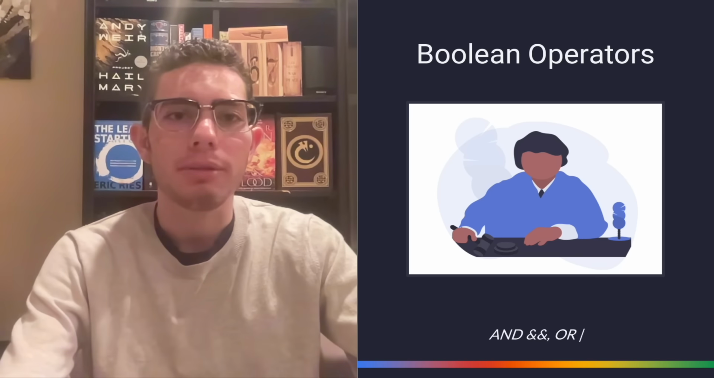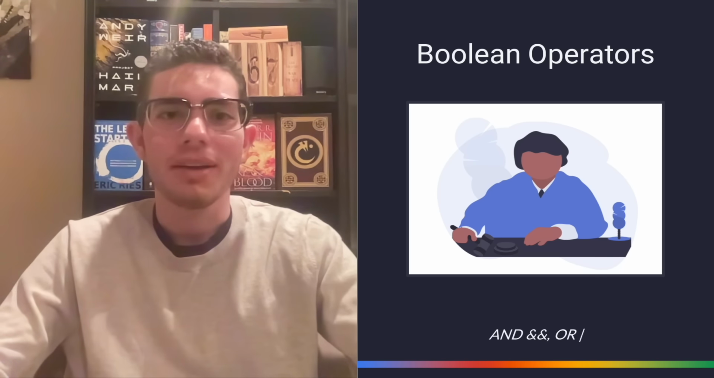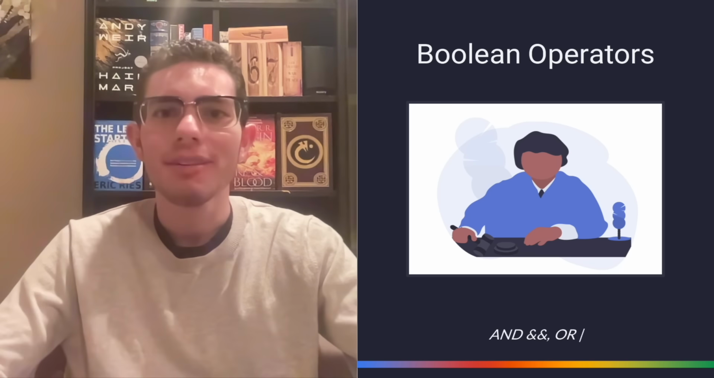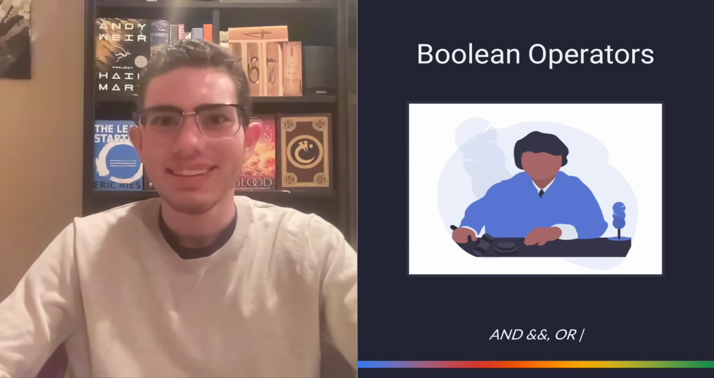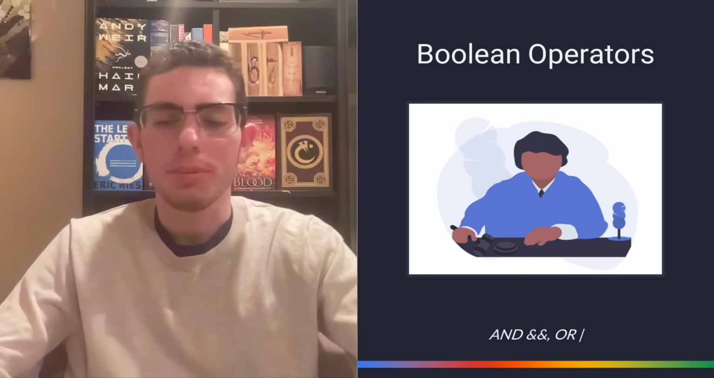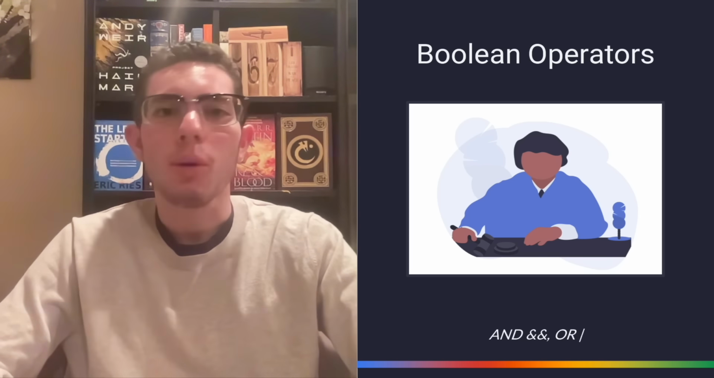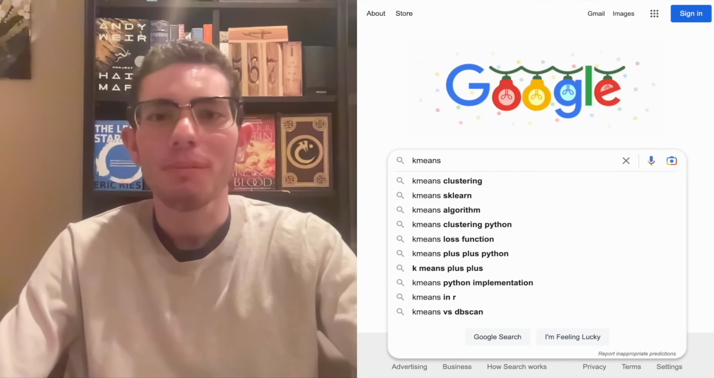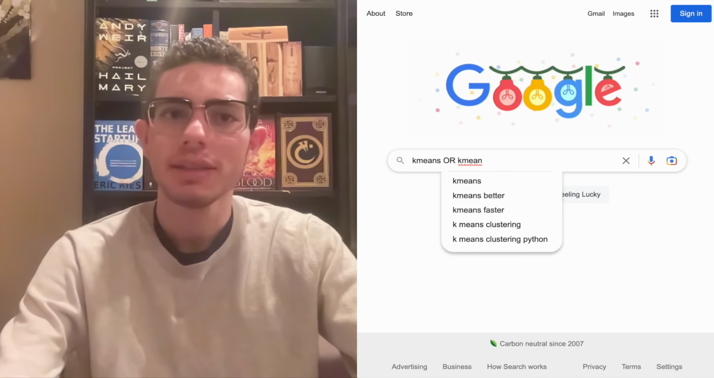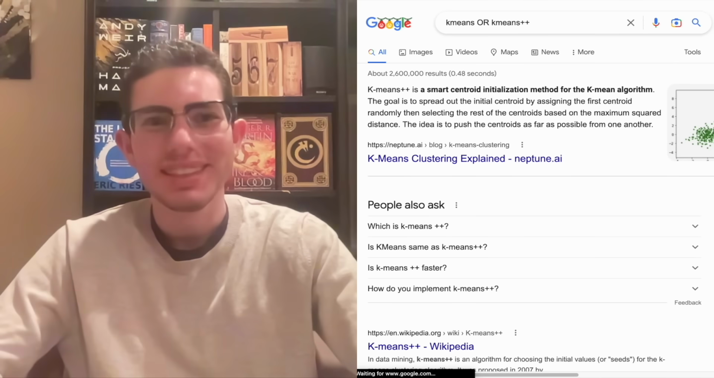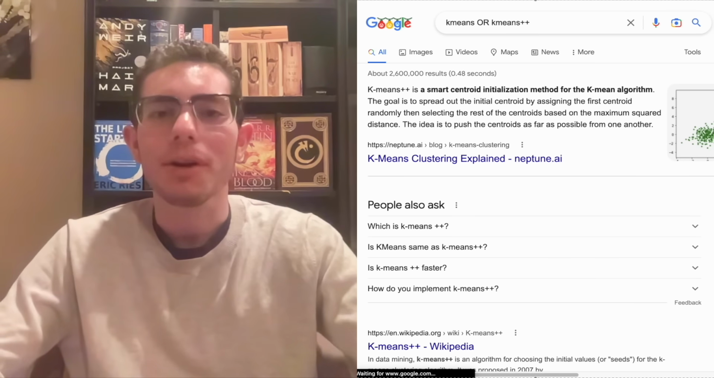Using the pipe operator, or A or B, you can scan for A or B. You'll get results related to A or B or, importantly, both. If I'm interested in multiple variants of a data science algorithm, I can conduct a search on k-means or k-means++ to return any result that refers to either.